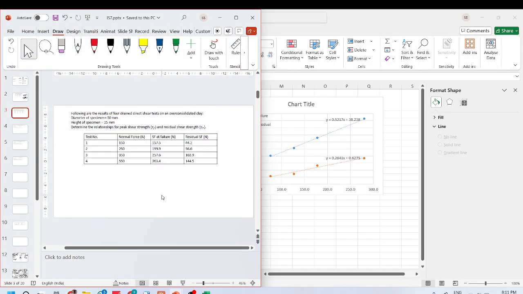Madam, these are without area correction. No? Yeah, because they are direct shear tests. These are direct shear, madam. Yeah, Uh, okay, direct shear and cylindrical sample. yeah, Okay, okay.